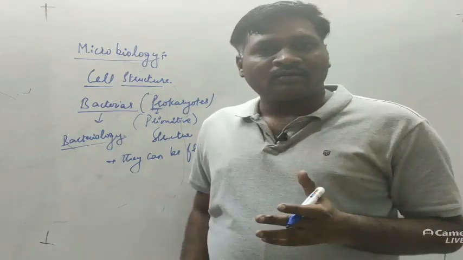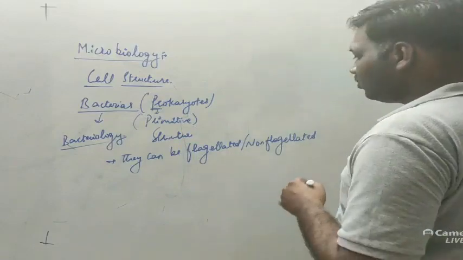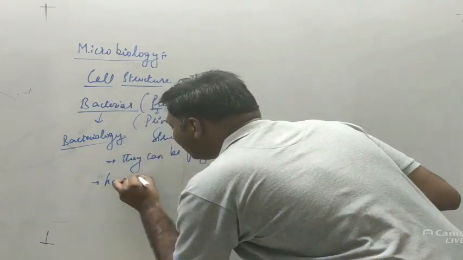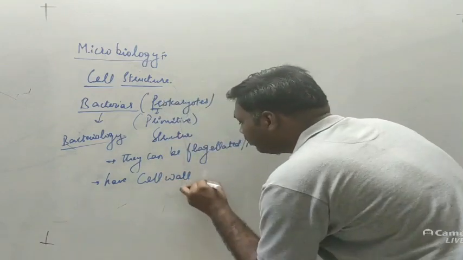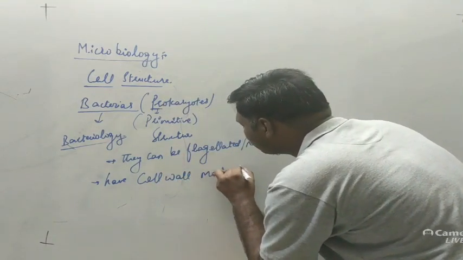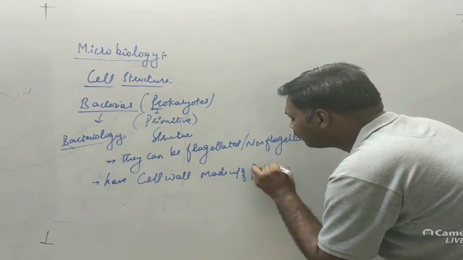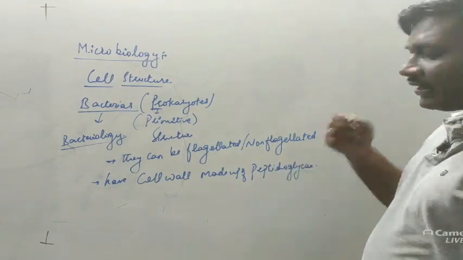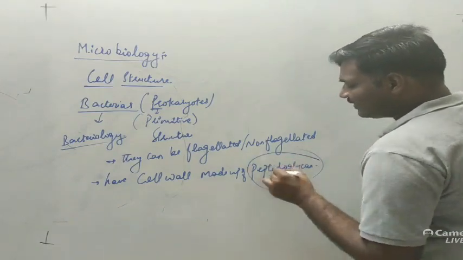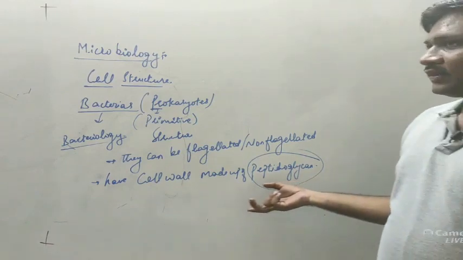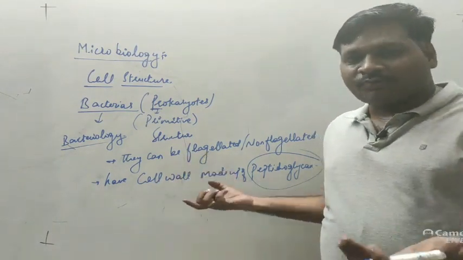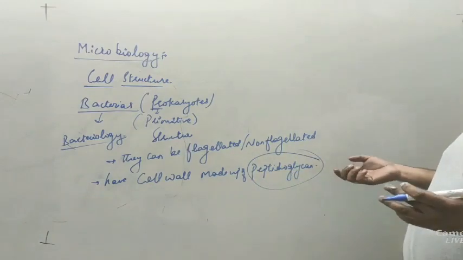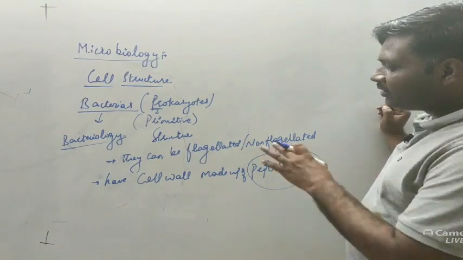Then they have the cell wall, which is composed of the peptidoglycan. So we'll write here cell wall, made up of peptidoglycan. So they have a cell wall made up of peptidoglycan, which is composed of N-acetyl glucosamine. Here it is a type of conjugated protein, or conjugated carbohydrate type, like peptide as well as glycan, meaning proteins and sugar combined. So they form a complex network in the cell wall of the bacteria.